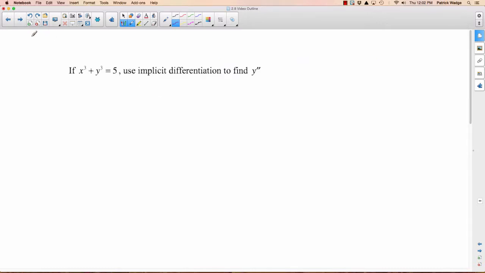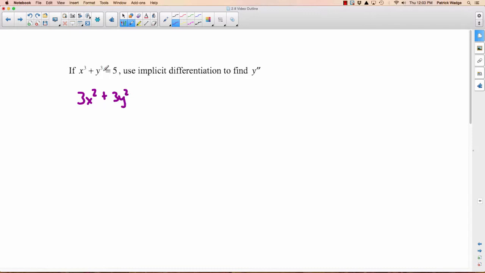Let's do a couple harder ones. So this one, we're going to use implicit differentiation to find y double prime. Remember, implicit is what we did last day. So we're going to take the derivative of both sides in terms of x. First of all, we'll take the derivative of x cubed. So use the power rule here. 3 comes down, you get 3x squared. Derivative of y cubed, again, move the 3 down, you get 3y squared.